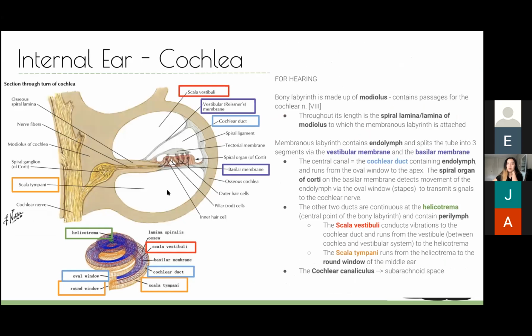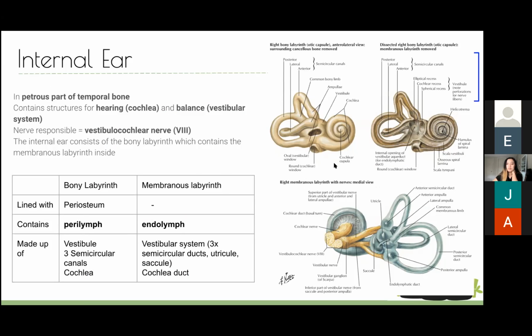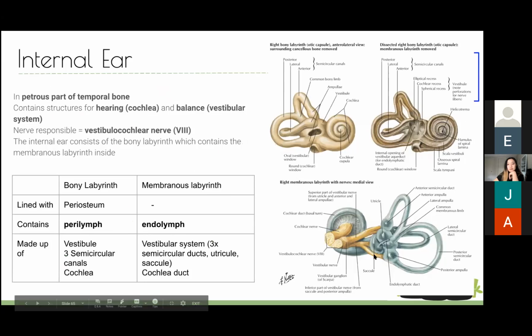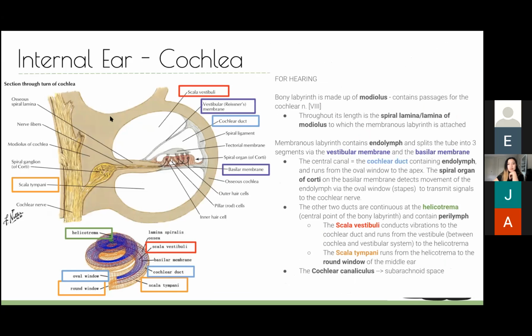So this is your cochlea. We're starting with this part, which is in charge of hearing. So the bony labyrinth, this part, not this part, contains passages for your cochlear nerve. Yep, that's not important. Membranous labyrinth is here.